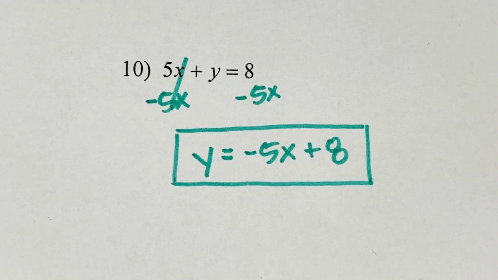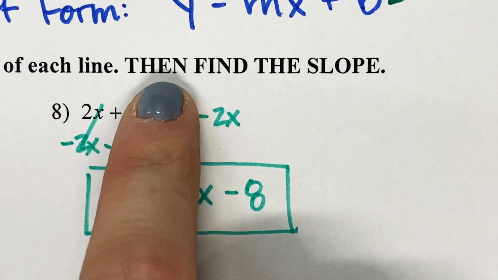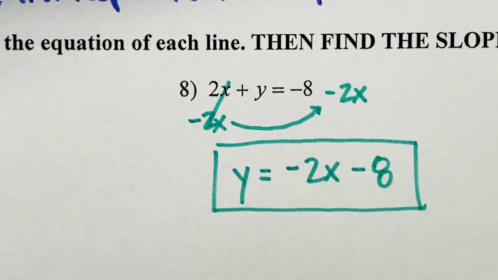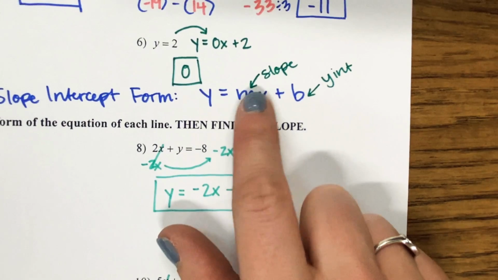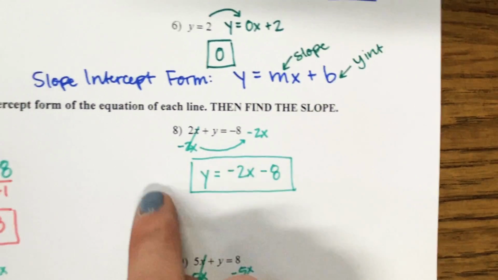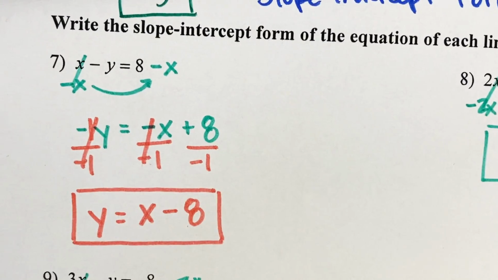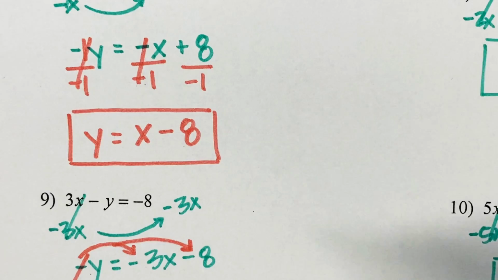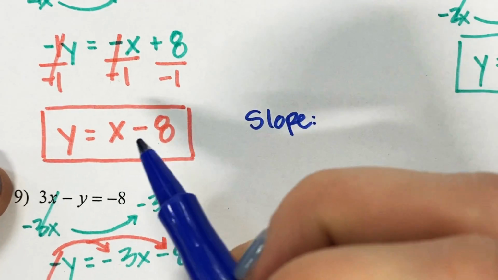Okay, but we're not done. Look back up at our directions. Notice it says, then find the slope once we've rewritten it. Okay, so our equations are now in slope-intercept form, which, remember, our slope is always the number right in front of the x. So if we're asked to find the slope, let's look at number 7. Okay, just look at our rewritten equation. What is the number that's right in front of the x? That's going to be our slope.